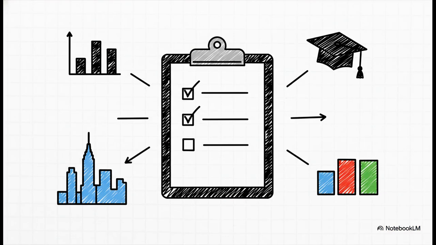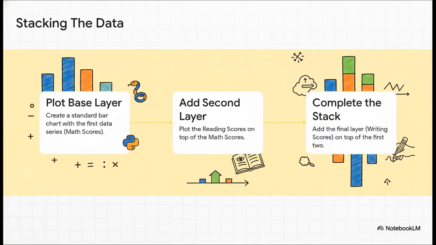So here's our mission. We've got data on the average SAT scores for 5 public schools in New York City. Now, for each school, there are 3 parts to that score: math, reading, and writing. Our goal is to plot these not next to each other, but stacked right on top of each other. That way, we can see both the individual parts and the total score for every school, all in one chart. And we're going to do this in 3 really simple steps.